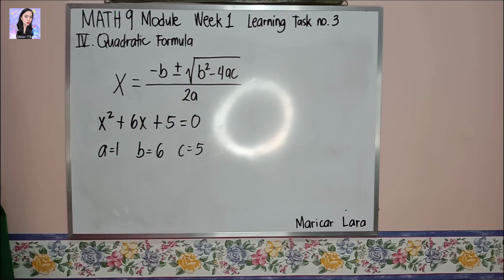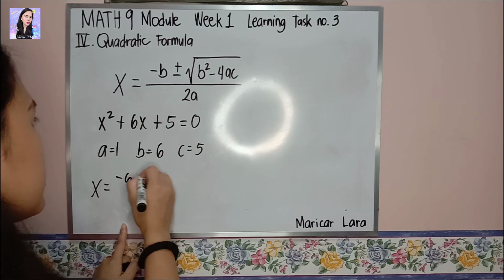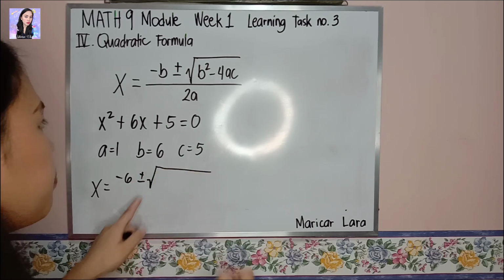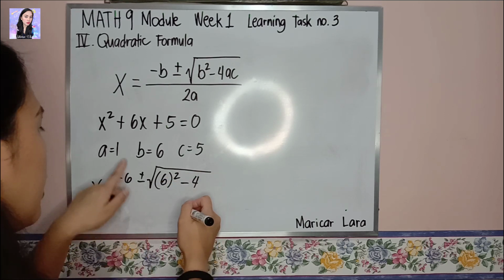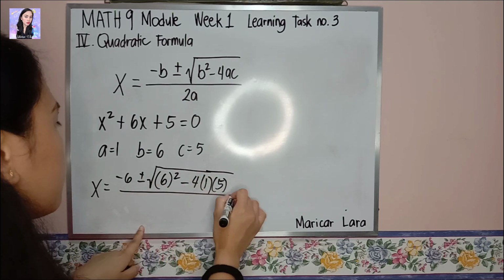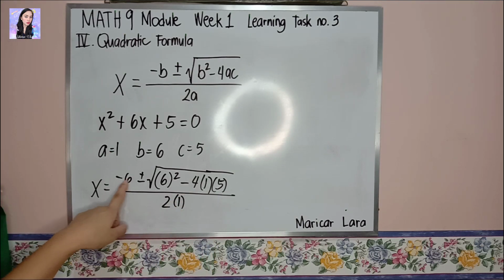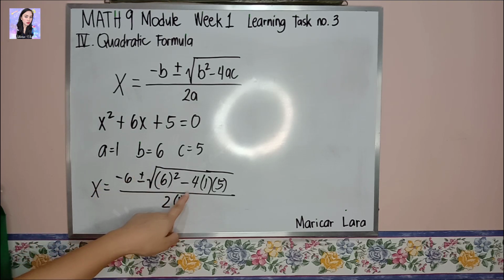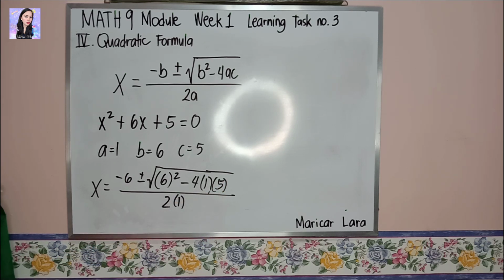Isa-substitute natin sa formula. So, x equals negative b. So, it will become negative 6 plus or minus the square root of b squared. So, 6 squared siya. Magiging 6 squared minus 4. Ang a natin ay 1. Ang c natin ay 5. All over 2a. 2 times a, which is yung 1. Okay? So, lahat ng b, ginawa natin 6. Lahat ng a, ginawa natin 1. Lahat ng c ay ginawang 5. And then, solve lang natin. So, una nating solve, i-compute yung nasa loob ng radical sign.